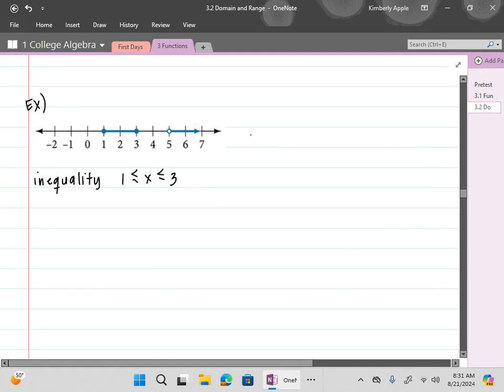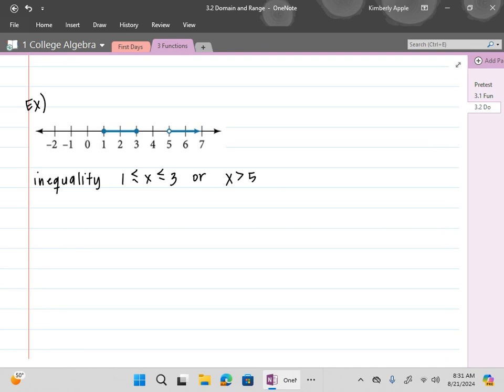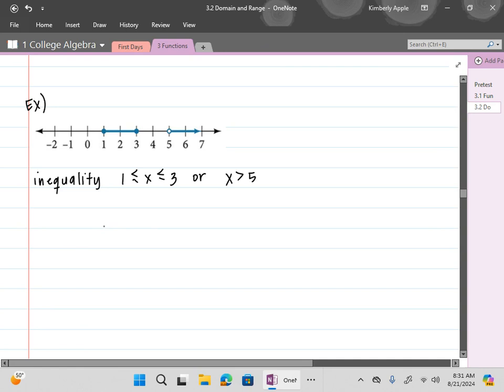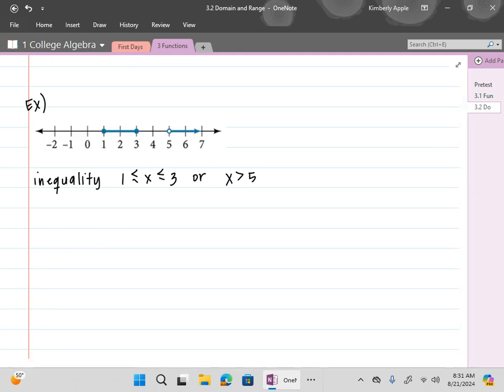And then this section is simply, x is greater than 5. So I have these two pieces, and we join those together with the word or. The only time we use the union symbol is in the interval notation. So again, x is between 1 and 3, including 1 and 3, and x is strictly greater than 5, aka not including 5.